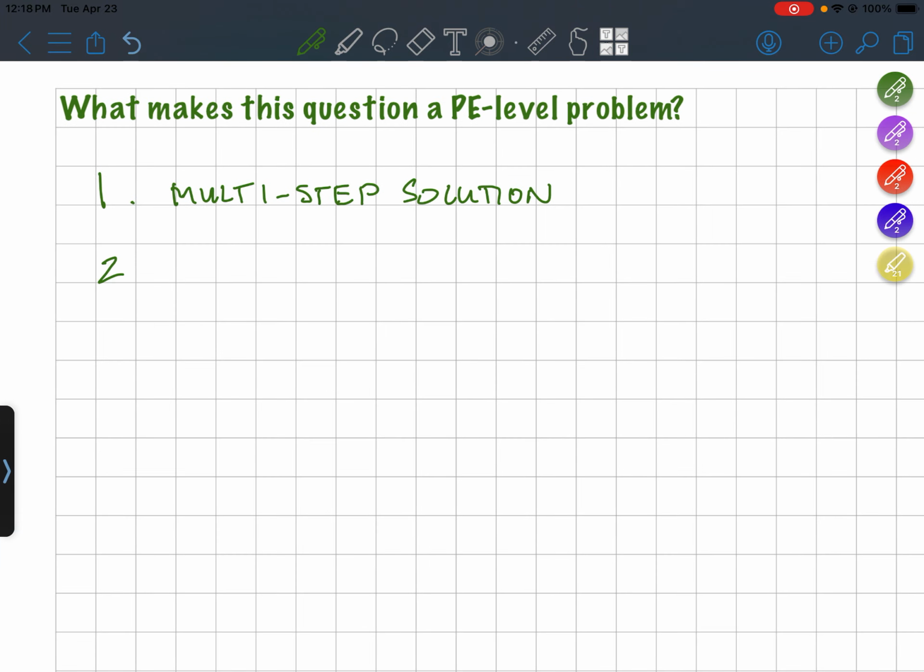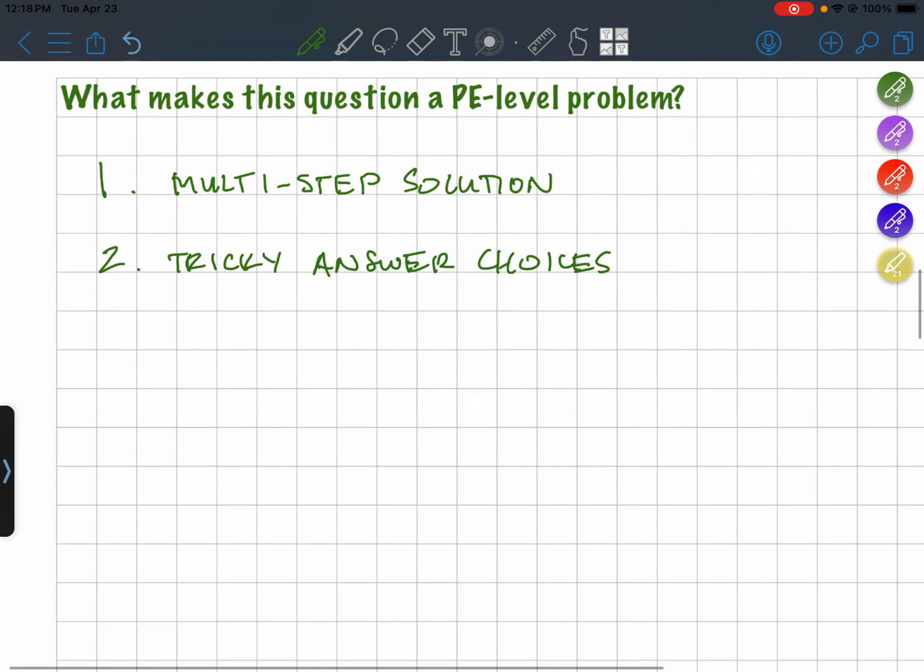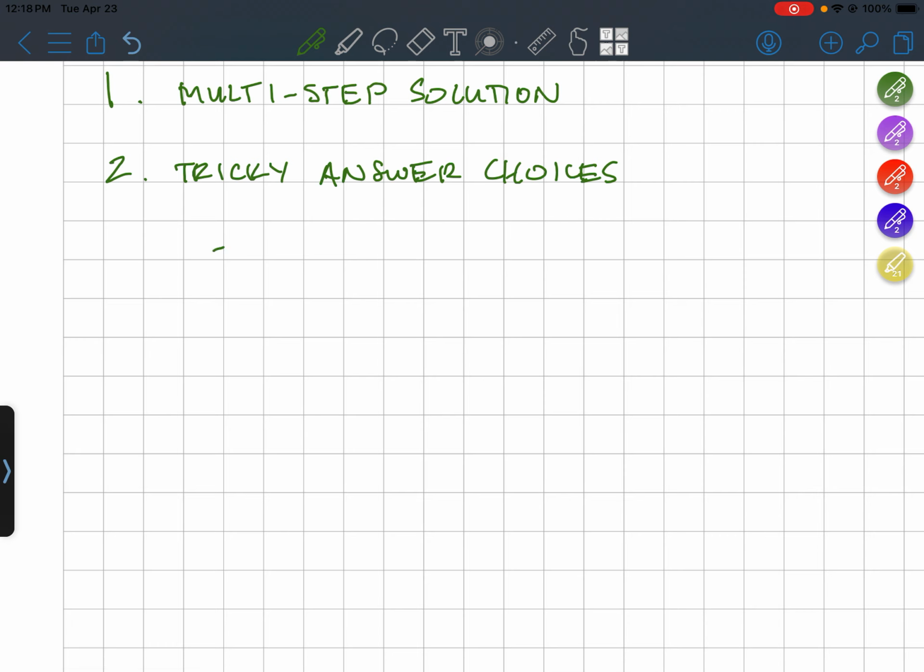Number two, and we've seen this before, is we're going to get tricky answer choices. And again, the authors of the test are doing this because they want to keep you on your toes. They don't just want someone who can plug and chug. But there's a couple sub-bullets here that we need to pay attention to.